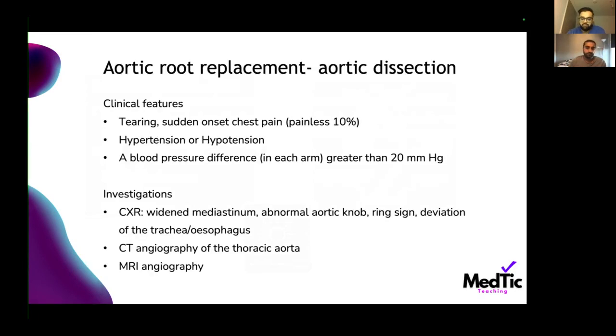Further imaging you'd want to maybe do is CT angiography, and you can also do MRI angiography. So if you go to the next slide.